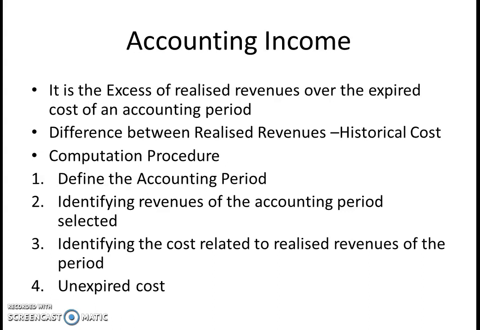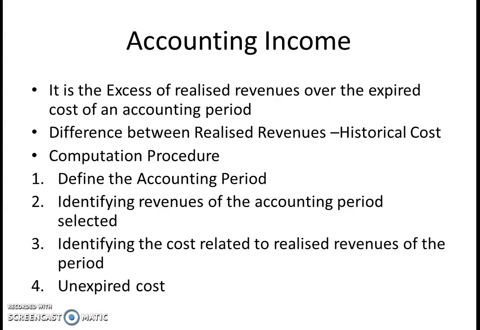That is nothing else but the difference between the realized revenues and the historical cost. As you all are commerce students, you would know your income which is being earned in your P&L account. What is that? That's the accounting income: whatever are the realized revenues minus the historical cost, or you say expired cost. Expired cost means all the expenses which are being paid, you're deducting from the revenues which are realized, the incomes which are earned by us.